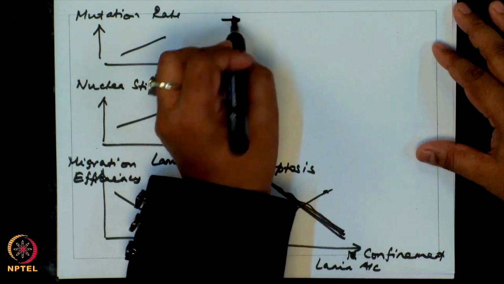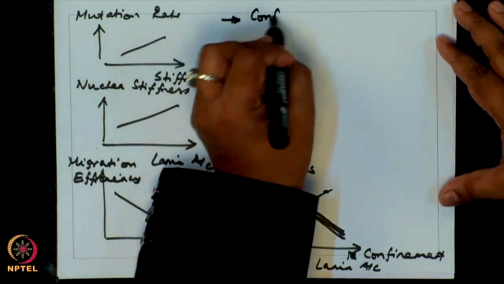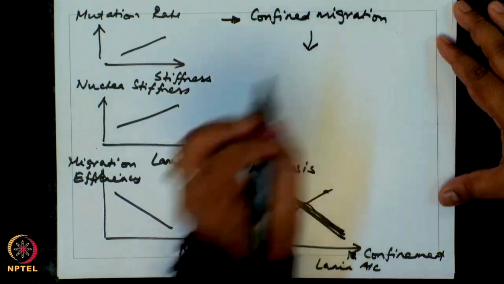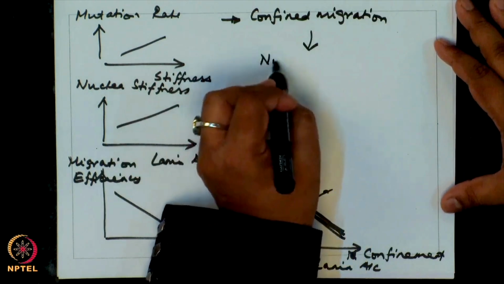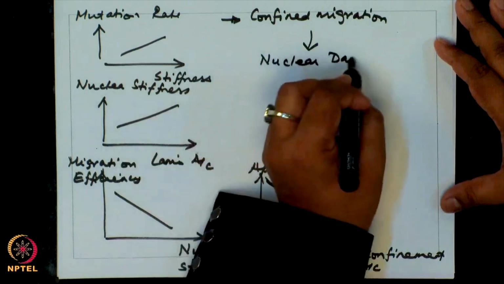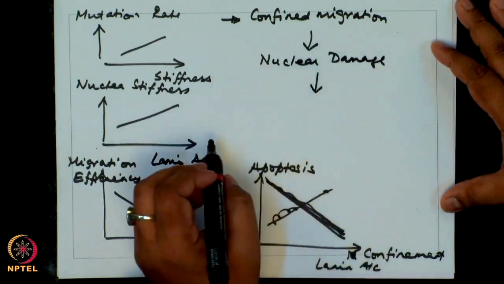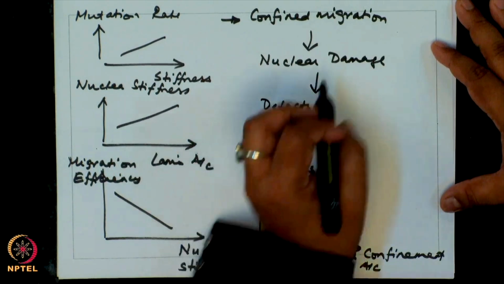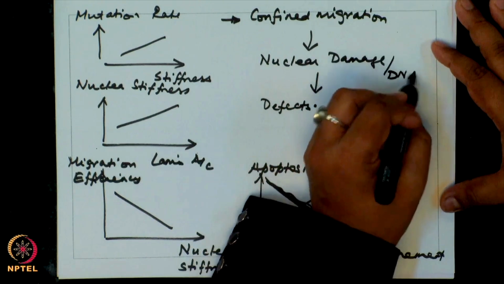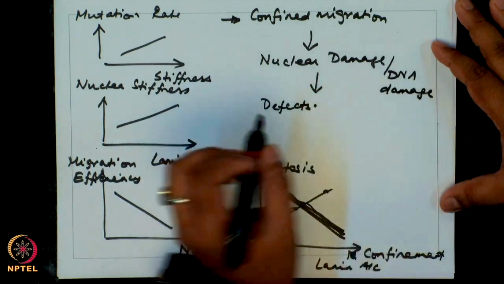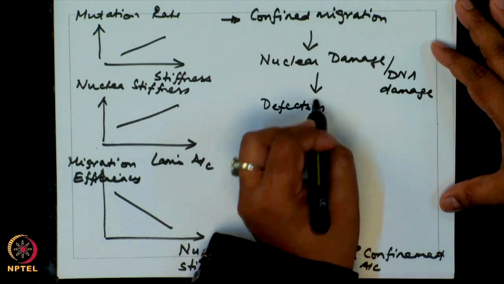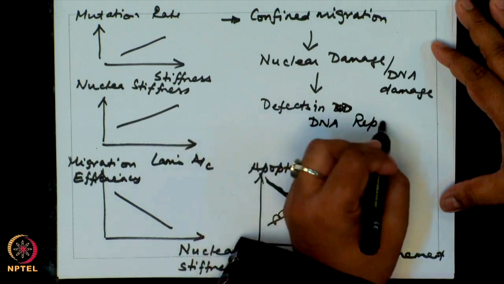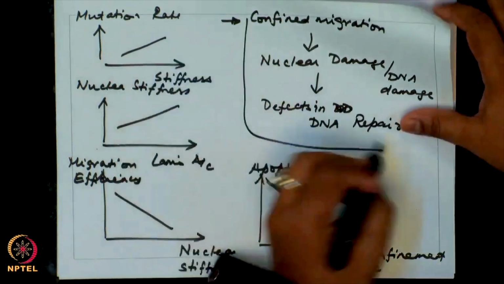Is it possible that confined migration can lead to nuclear damage, and somehow this translates into nuclear damage and DNA damage, and can it lead to defects in DNA repair? This is what I am going to talk about today.